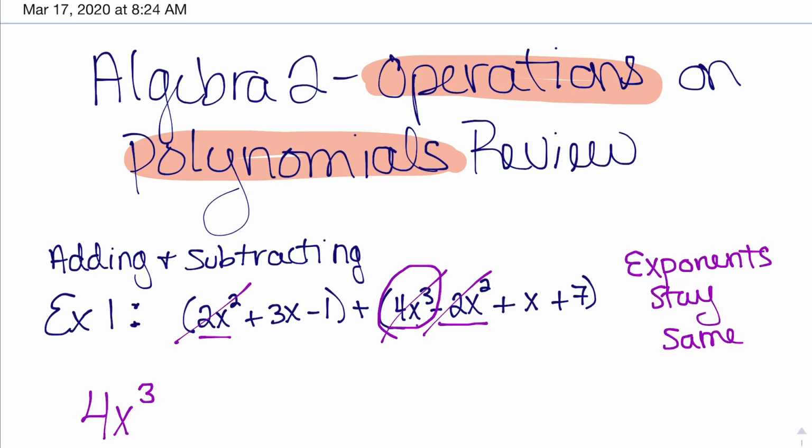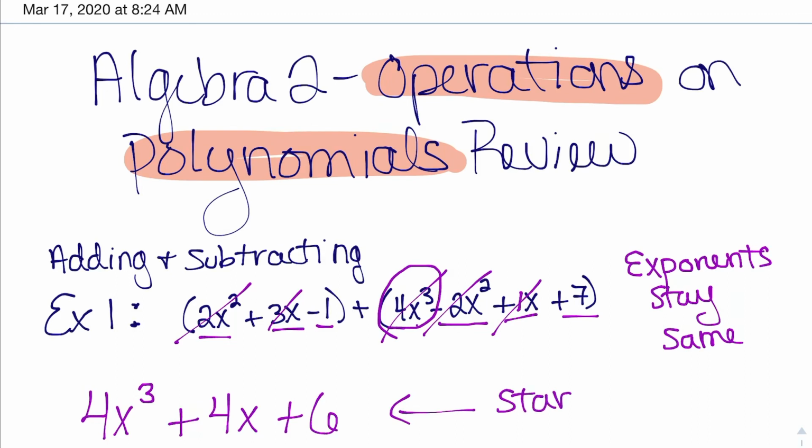Next I have just an x, so I have a positive 3x and a positive x, and remember there's like an imaginary 1 there. So that's really a positive 4x. And then lastly I have a minus 1 and a plus 7, which would give me a positive 6. So my answer is written in standard form when it's in descending order, which just means that the powers go from highest to lowest.